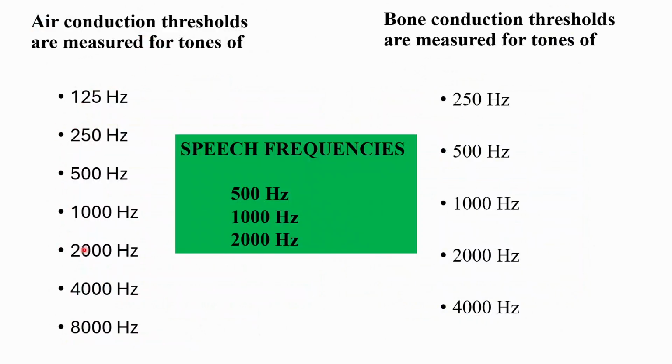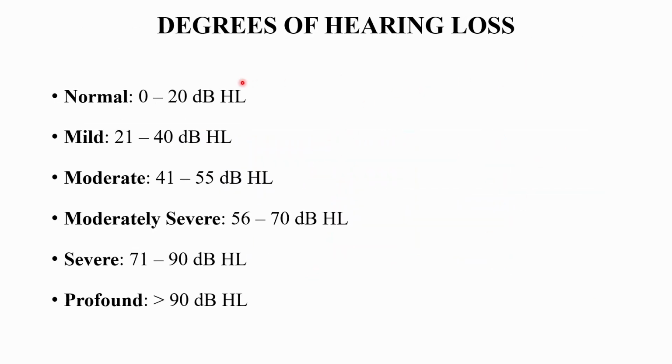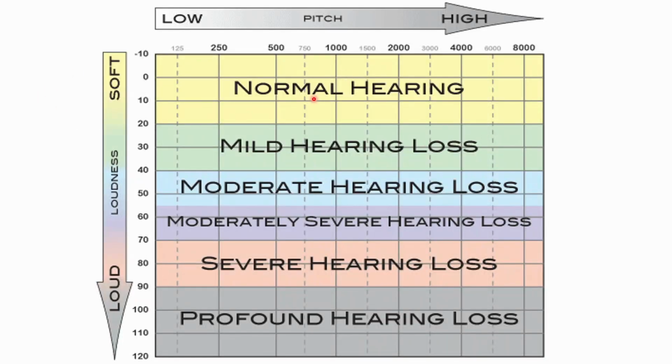So these are the different frequencies at which air conduction and bone conduction are checked, and these are the three speech frequencies, the mean of which is taken. We will see this in the coming graphs. These are again the symbols for the right and left ear. And these are the degrees of hearing loss, same as in this chart. I have discussed all this in my part 1.